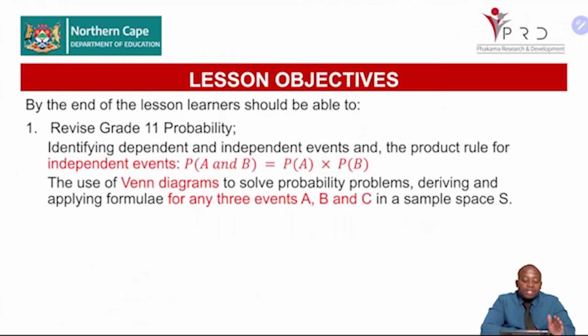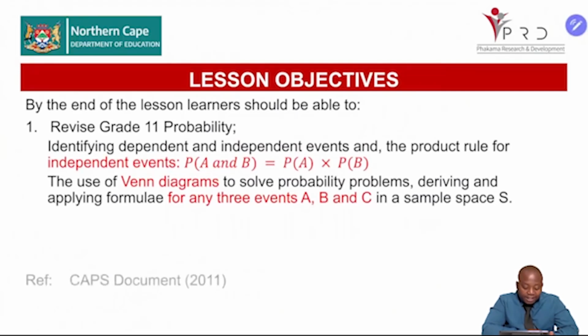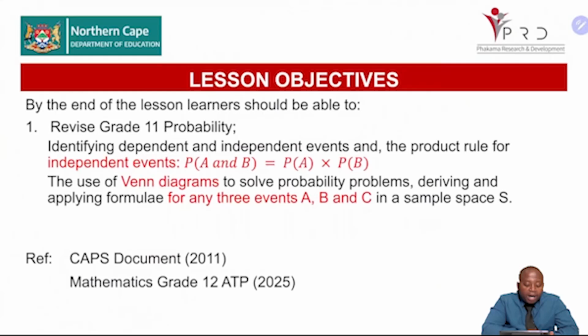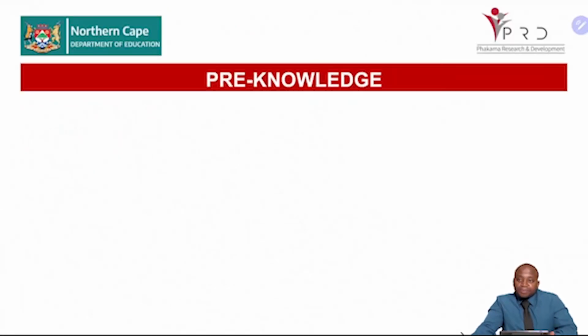So we are going to identify independent events. We are going to apply the product rule for independent events. We are going to work with Venn diagrams to solve probability problems, deriving and applying the formula for any three events A, B, and C in the sample space S. And this information comes from our CAPS document, and it is also coming from our grade 12 ATP 2025.